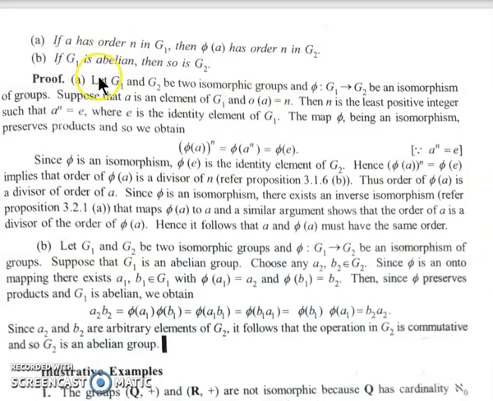We know G1, G2 are two groups that are isomorphic, and phi from G1 to G2 is an isomorphism between these two groups. Now suppose A is an element of G1 and suppose that order of A is equal to n. What is the meaning of that? n is the smallest positive integer such that A raised n equals e.